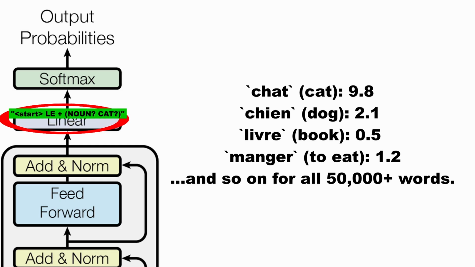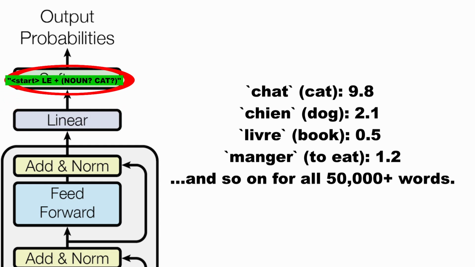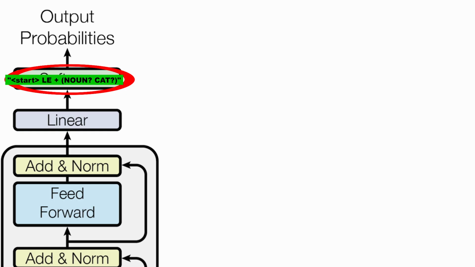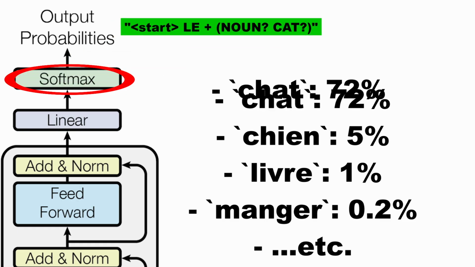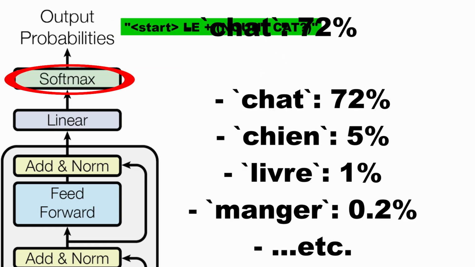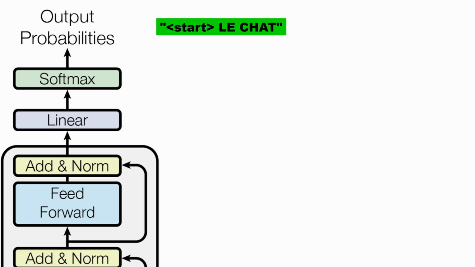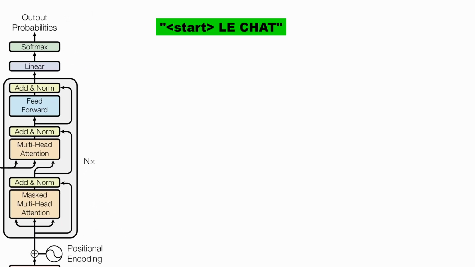The softmax layer takes this huge list of raw scores and does something very simple and elegant. It turns them into clean probabilities that all add up to 100%. The word with the highest probability, Chat, is selected as the output for this turn. The entire process now begins again for turn 4.